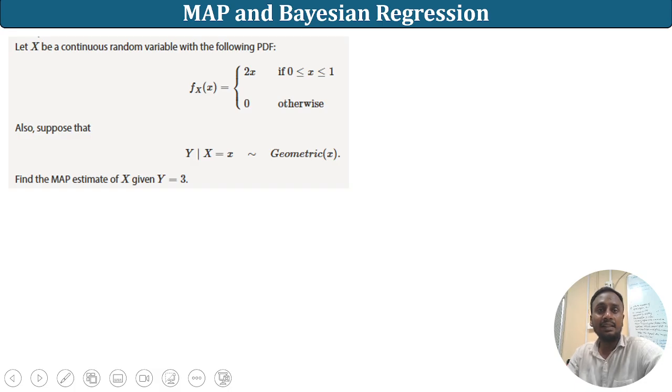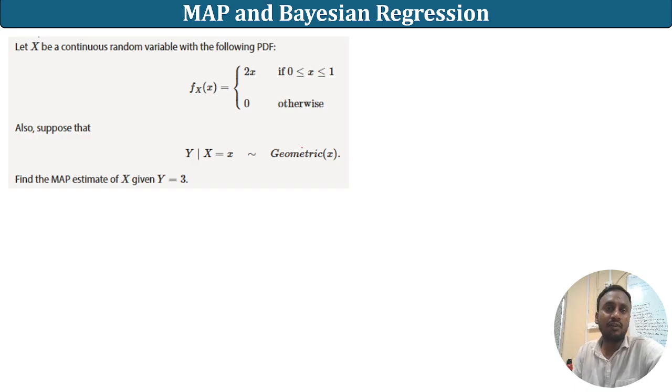Let's say one example: there is a geometry function, and f of x is equal to 2x if x is from 0 to 1, otherwise 0.